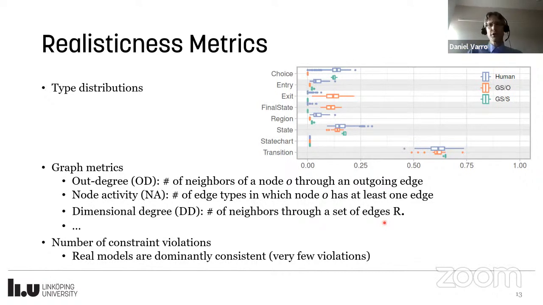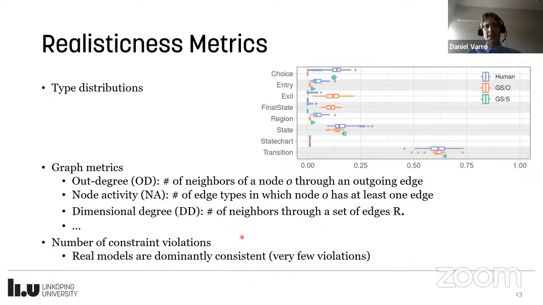However, when we were investigating some real graph models from a software and systems engineering context, we found that there is a metric which is not that much considered in network science, but it's actually respected by all real models in engineering: the number of violations of well-formed constraints is very few in real engineering models.